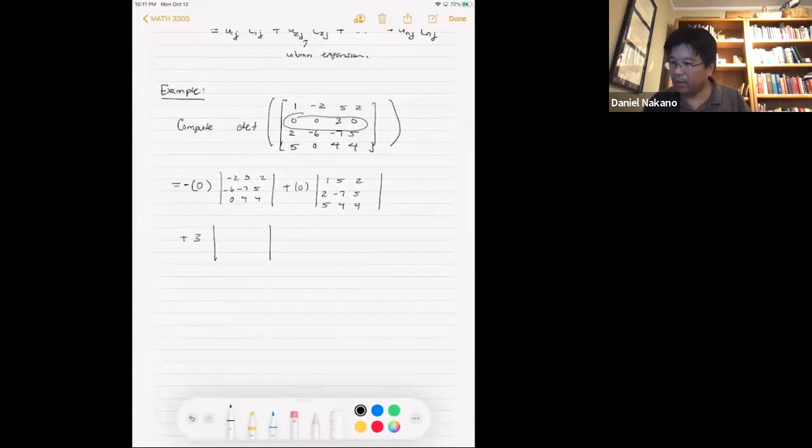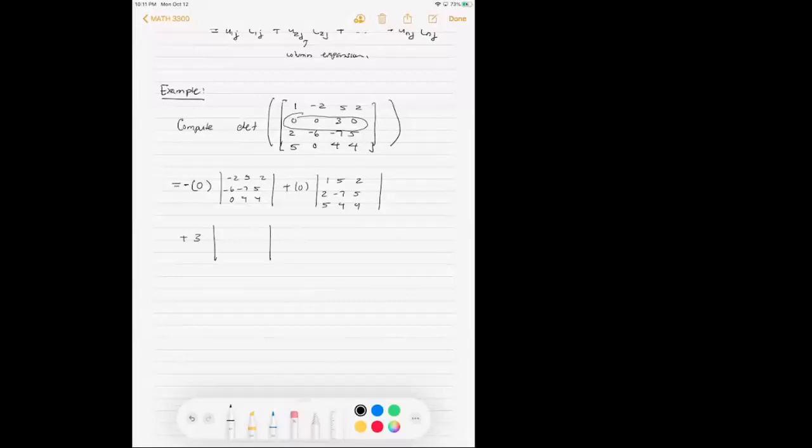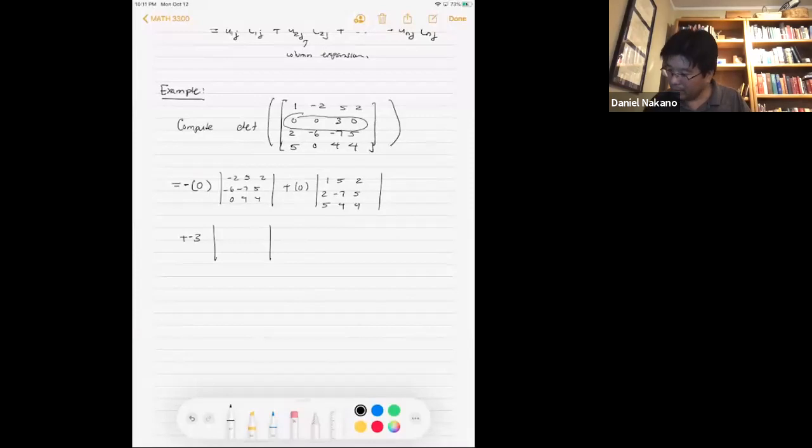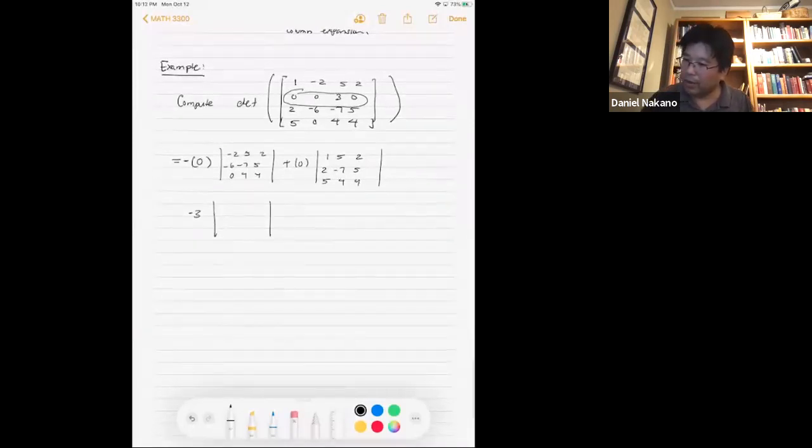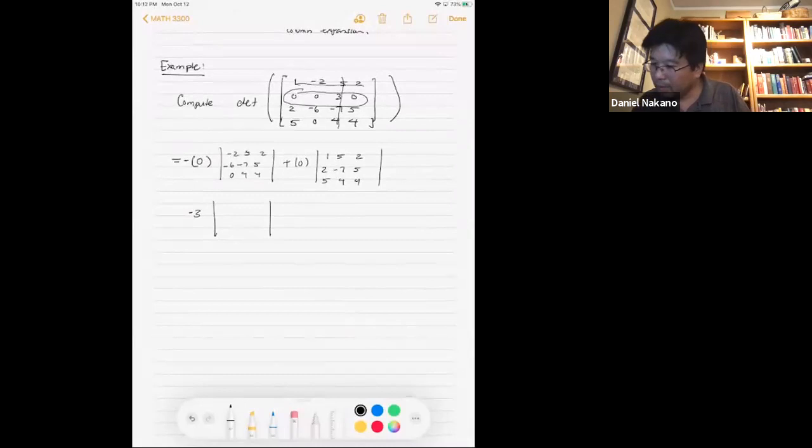Okay, so now it really matters. What is the sign, plus or minus here? Minus. Okay, so we better keep track of that. Let me just put a minus sign here. All right. So let's figure out what the cofactor is in that case. So I'm going to take out this, and I'm going to take out that, right?